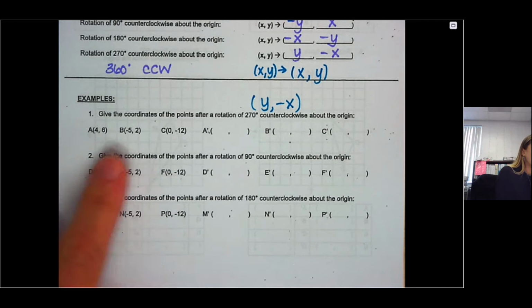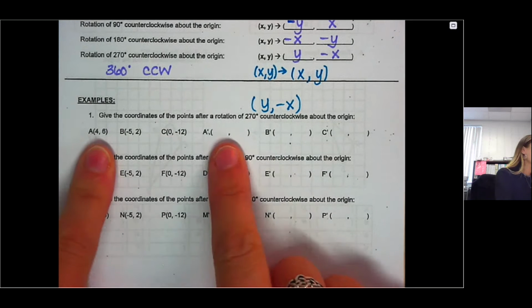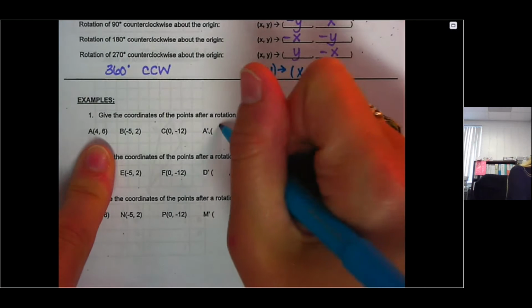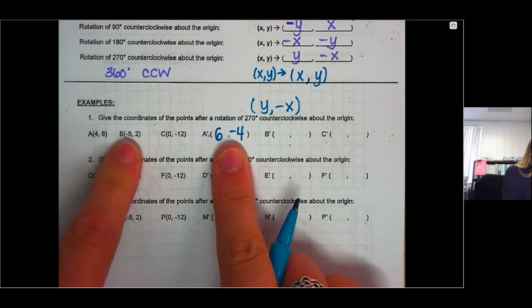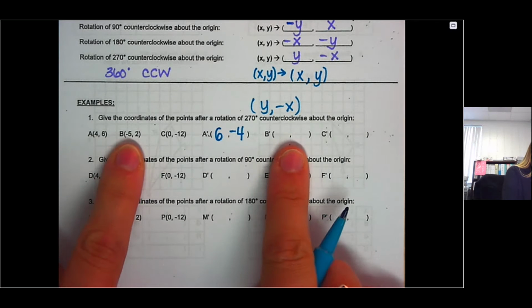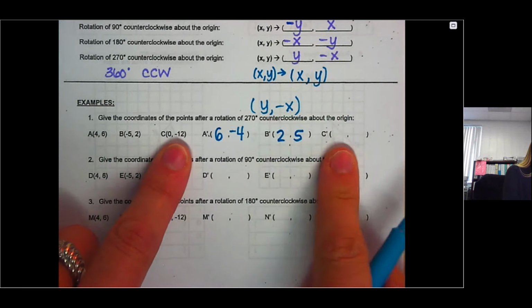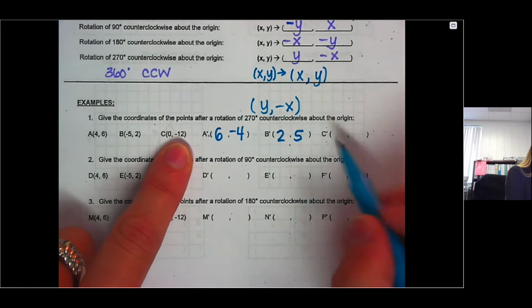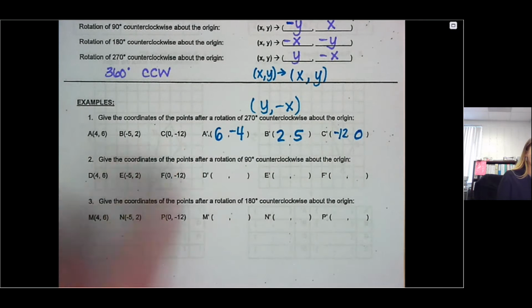So A, notice that these 3 points are all exactly the same. They're staying the same. A is at 4, 6. What does A prime become? 6 and -4. Yay. 6 and -4. Good. Trade places, X changes signs. What does -5, 2 become for B prime? 2 and 5. 2 and a +5. Good. Changes signs. And then the last one, 0, -12 becomes what? -12 and 0. It doesn't change signs. That's the Y. So keep it as a -12. And you can't change 0, right? That just stays the same. Good.